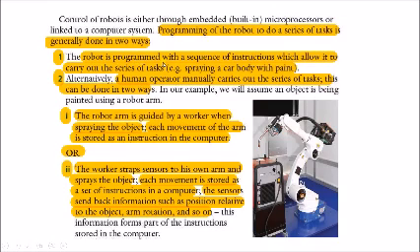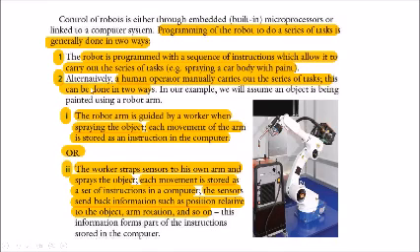In the first, the robot is programmed with a sequence of instructions which allow it to carry out the series of tasks, like spraying a car body with paint. As we saw, it is just static work and has the same instructions every time. And the other way is that the human operator manually carries out the series of tasks.